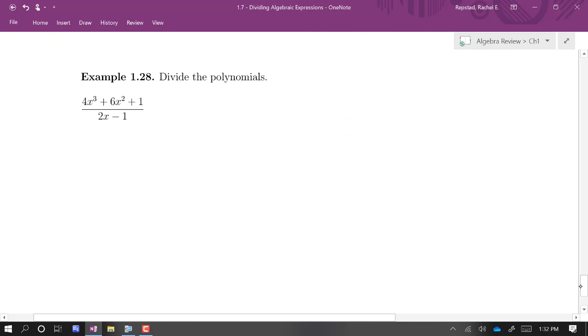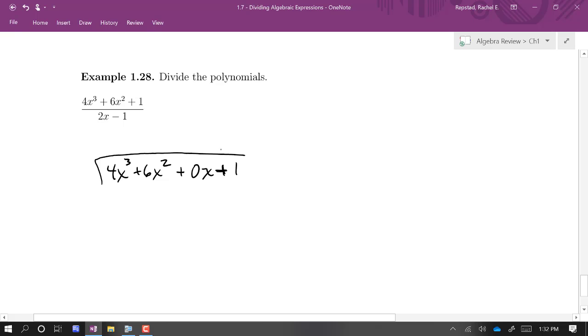Next, got one more here, 4x cubed plus 6x squared plus 1 divided by 2x minus 1. Okay, so let's set this up as a long division problem again. 4x cubed plus 6x squared. Now watch what I'm going to do here. There's no x term up there, so I'm going to put one in. I don't want to change what the expression is equal to. I just want a placeholder. So I'm going to say plus 0x plus 1. Now you don't have to do that, but I find that it's helpful. It helps me avoid errors.